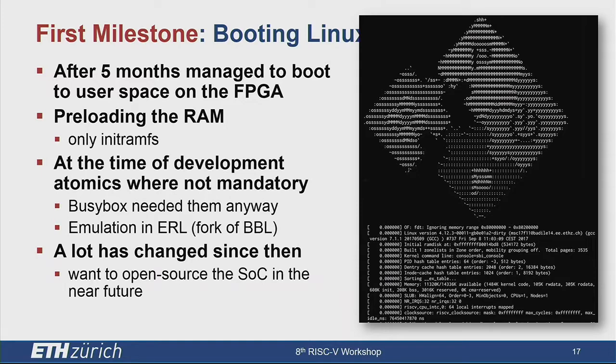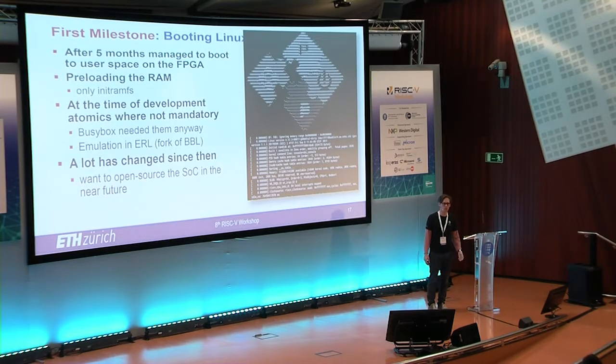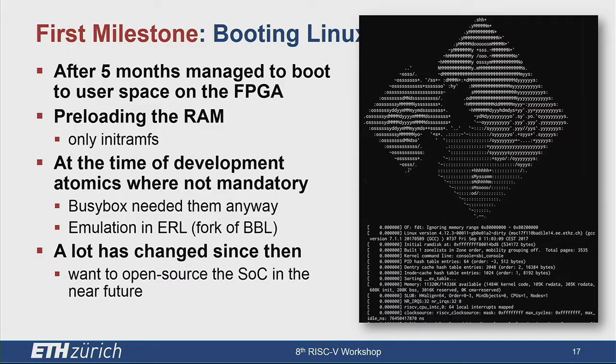So the first milestone was to boot Linux on the FPGA, and that actually happened after 5 months, which was pretty amazing for me that it could be done that fast. So what we did is we took the RISC-V Linux at that time, which was still in the process of upstreaming, and there was no atomic memory support necessary. However, for BusyBox, for the user space program, we needed atomics anyway. So we forked off the BBL, called it Earl, and implemented atomic emulation for supervisor and machine mode. And so we managed to get the user space running a BusyBox shell, and that was pretty amazing after that short period of time.